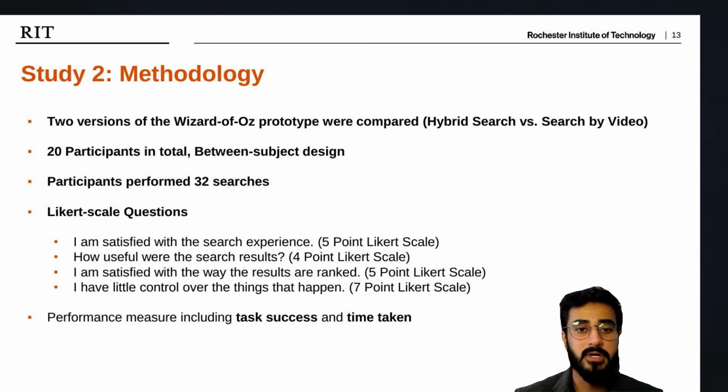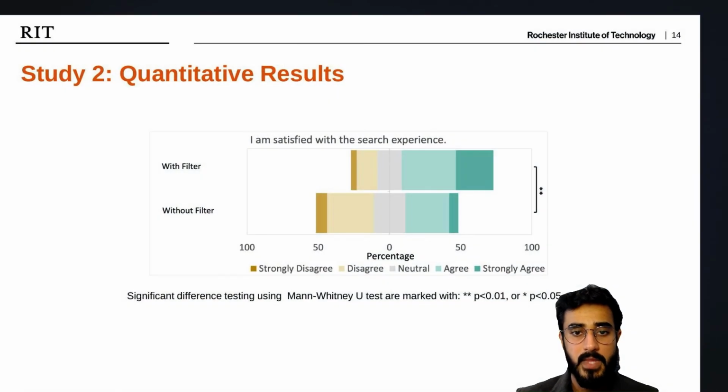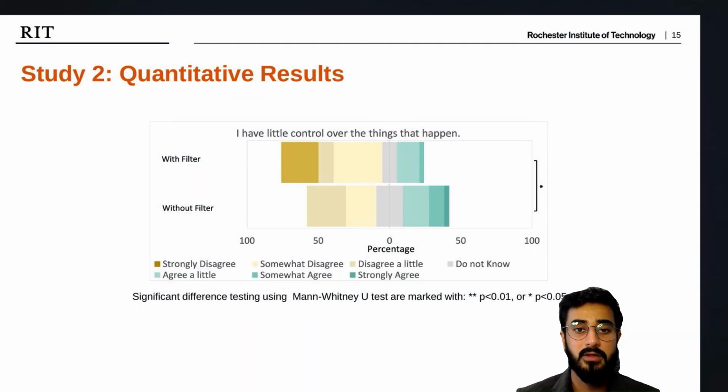So 20 people participated in this study. This was a between-subject design. Each participant performed 32 searches and afterwards answered a few Likert scale questions that are listed here. We also measured their task accuracy and the time it took them to complete these searches. Our results indicate that the interface which had filtering options significantly improved the user experience for users as measured by these questions on search experience and on the sense of control that the users had over the system.